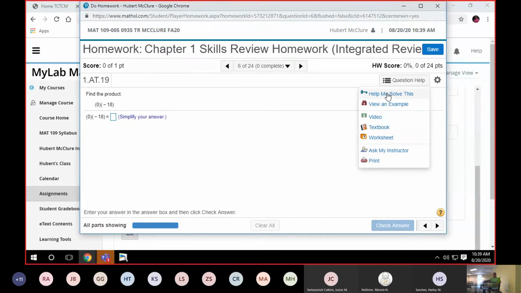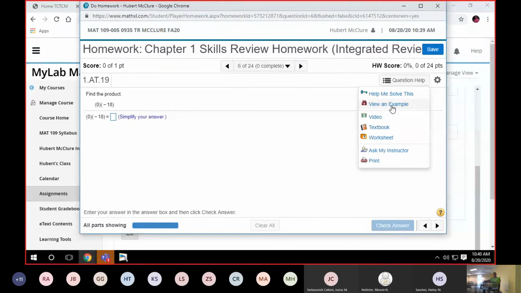Help me solve this is like a tutoring session where the tutor asks you 5 questions before you even do this. How many signs do we have? We have 1 sign. Do we have a 0? Are we multiplying by 0? Yes. What happens when you multiply a number by 0? And then you get the answer. That's called help me solve this. When do you use help me solve this? You use it when the problem is one you've never seen before. And that's when you hit help me solve this. What's the difference between help me solve this and view an example?